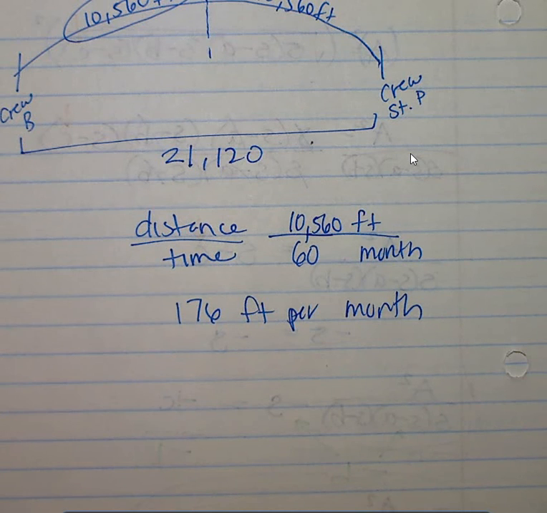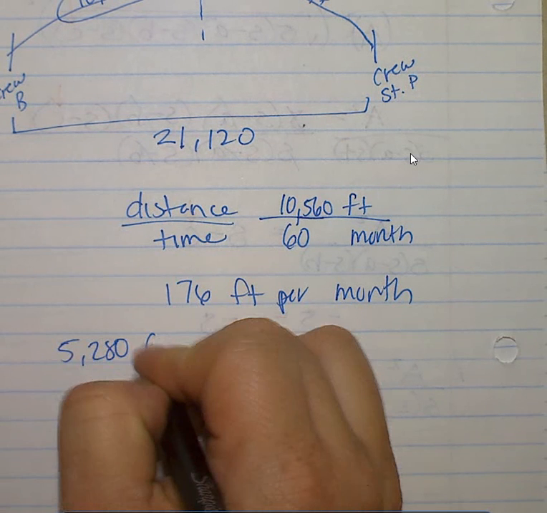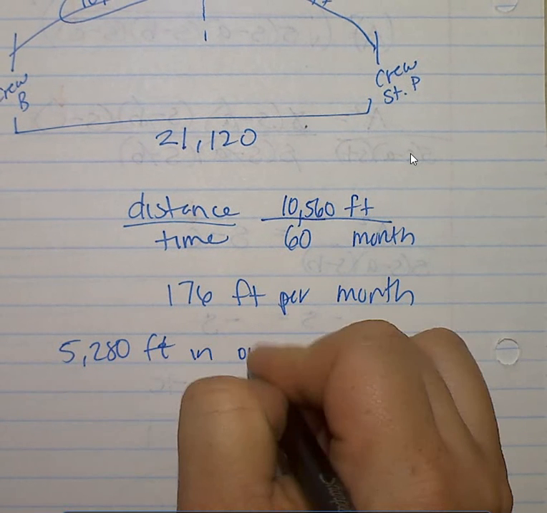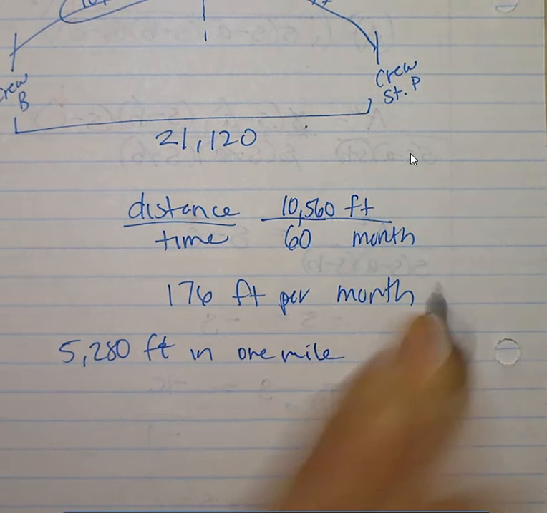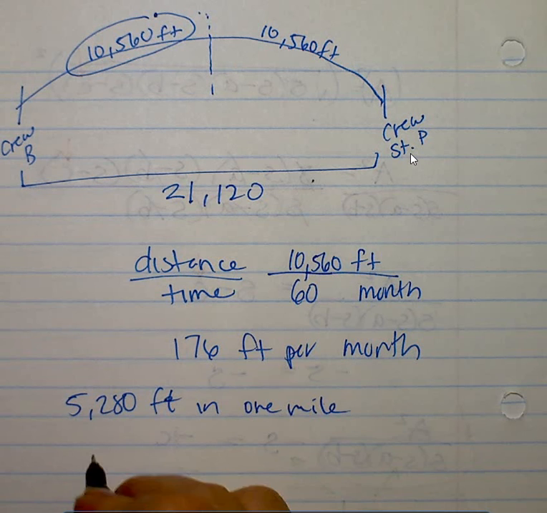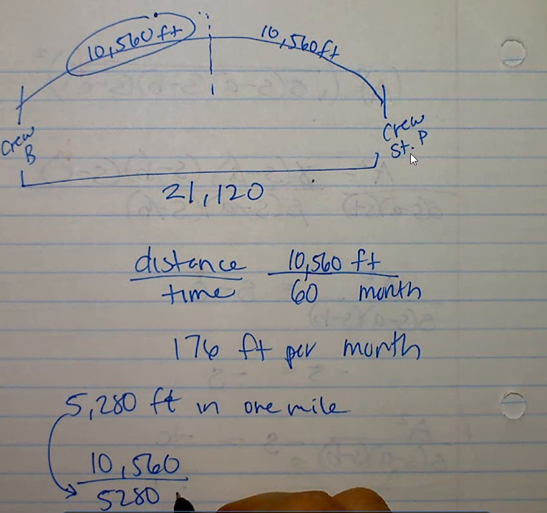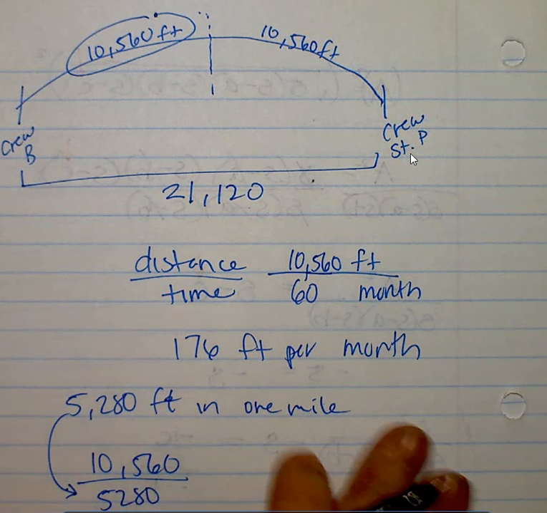Approximately how many miles of the bridge did each crew build? Well, we know they built an equal distance, so that's the easy part. Now, there's 5,280 feet in 1 mile. So if we take the total distance that one of the crews completed, 10,560, and we divide it by how many feet we know are in a mile, please figure that out for me.